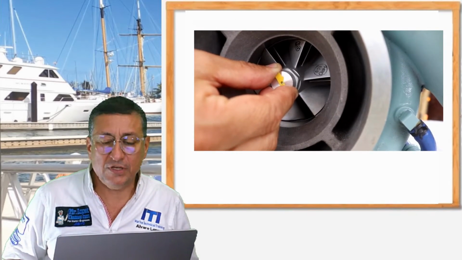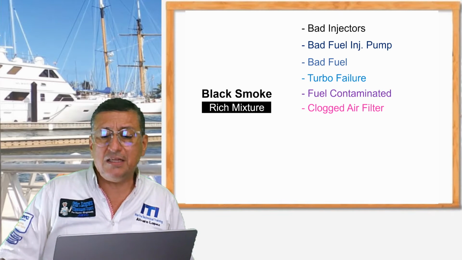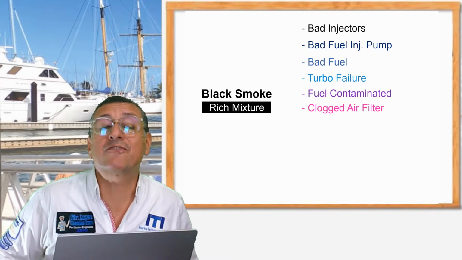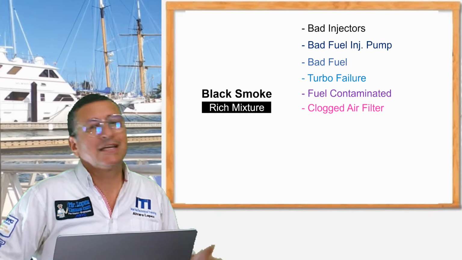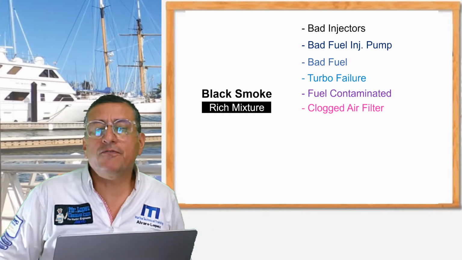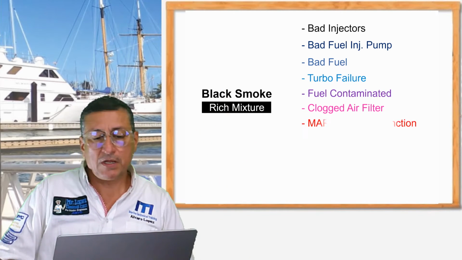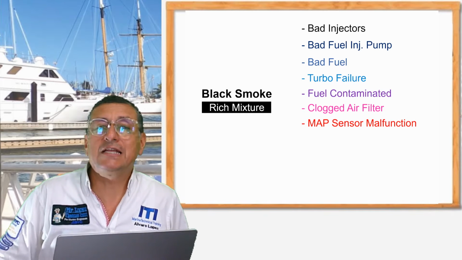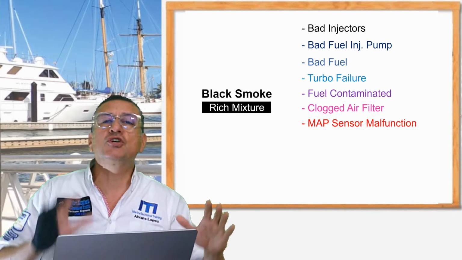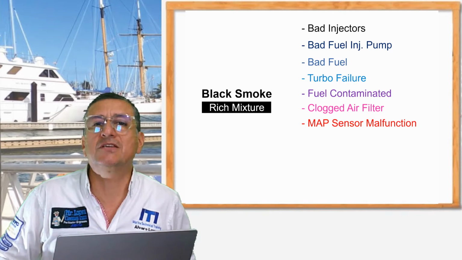This is one possibility. Okay, another possibility, of course, is contaminated fuel. Another one is a clogged air filter. Yes, my friends, with a clogged air filter, there is less air, and the engine compensates with more fuel and black smoke. Another possibility is a malfunction of the MAP sensor, the manifold absolute pressure sensor.